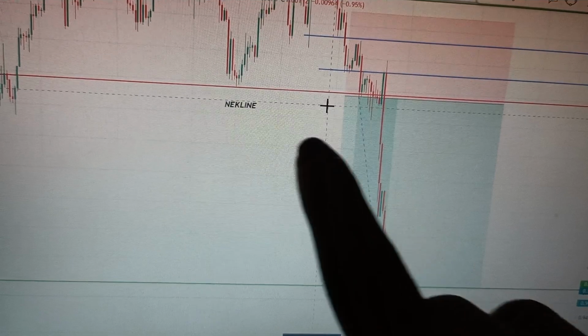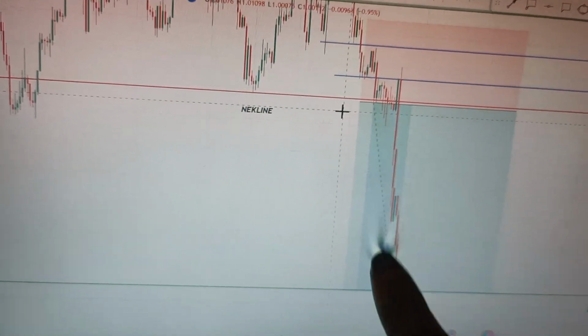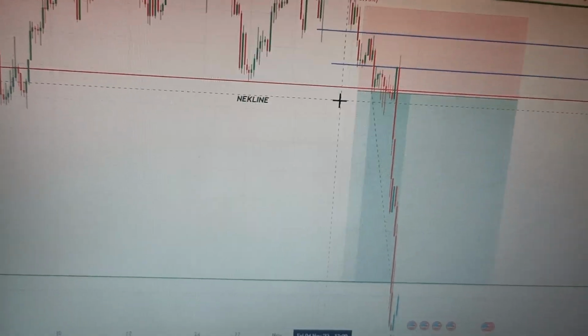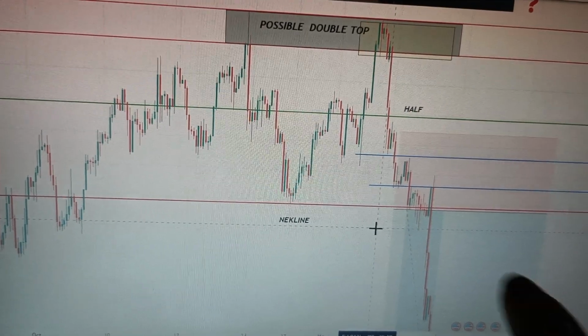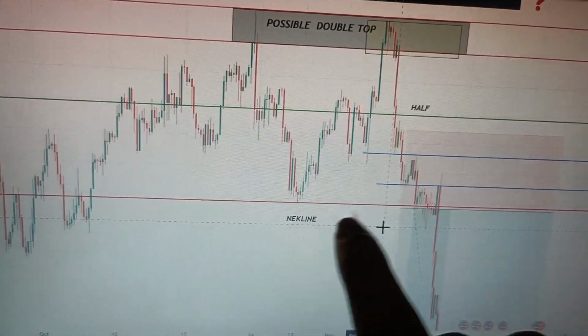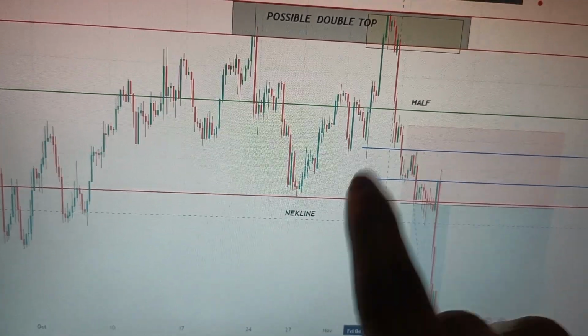And the minute the neckline is broken of any double top, the market will surely go down. So I hope you have understood that this double top on a upward market, if neckline is broken, the market will eventually go down, because it means it's a reversal, and that's the difference.